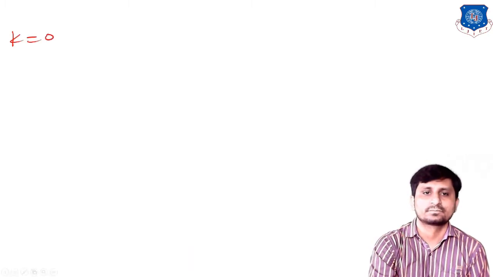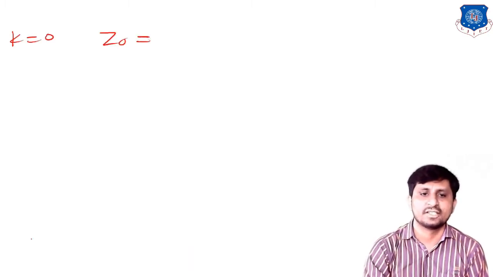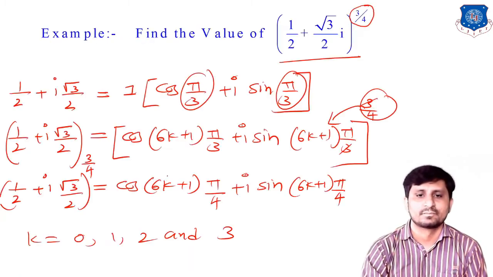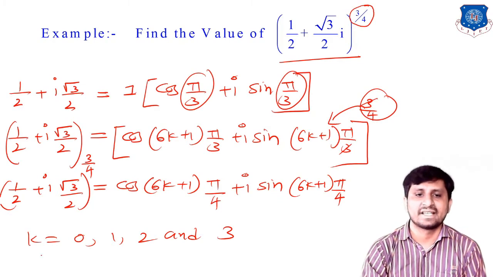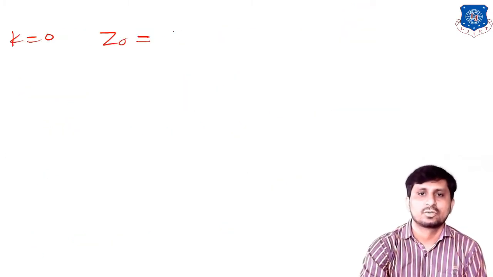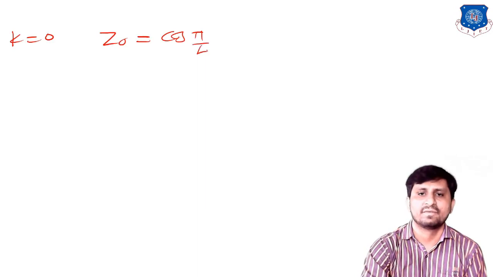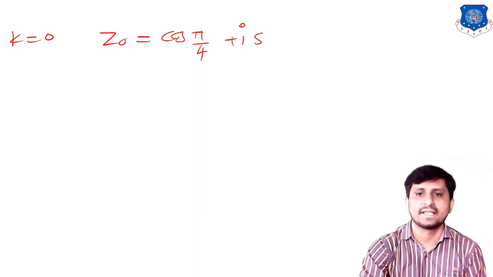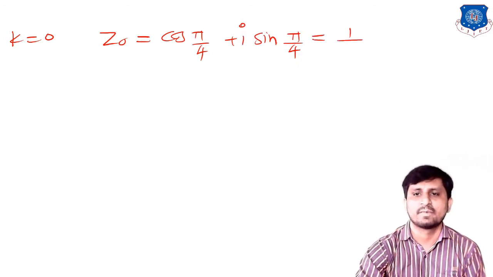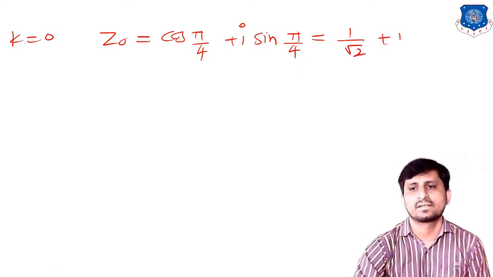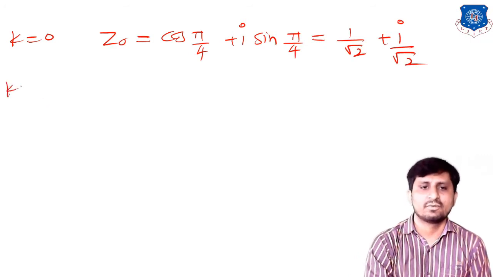So first of all let's take k equal to 0. So the value of z0 is cos pi by 4 + i sin pi by 4, and we know that cos pi by 4 is 1 by root 2 and sin pi by 4 is also 1 by root 2. Now let's take k equal to 1.